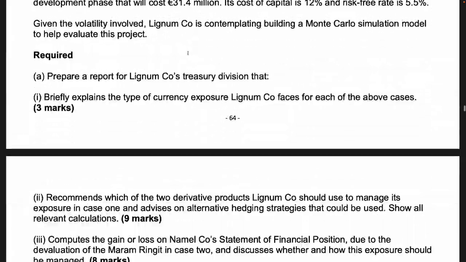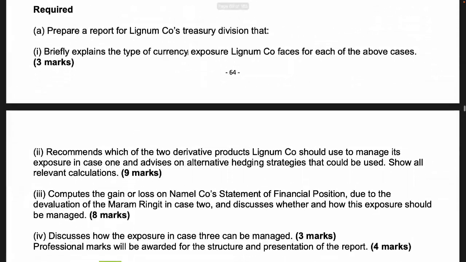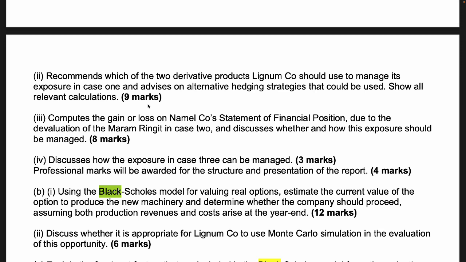Inside the case study, there are a few parts. Prepare a report for Lignum Treasury Division that briefly explains the type of currency exposure Lignum faces for each of the above cases. The different types of exposure, got it? So this is your knowledge of different types of exposure. Then compute the gain or loss on the Namalco statement of financial position due to devaluation of the Malaysian Ringgit. In case 2, discuss how this exposure should be managed.